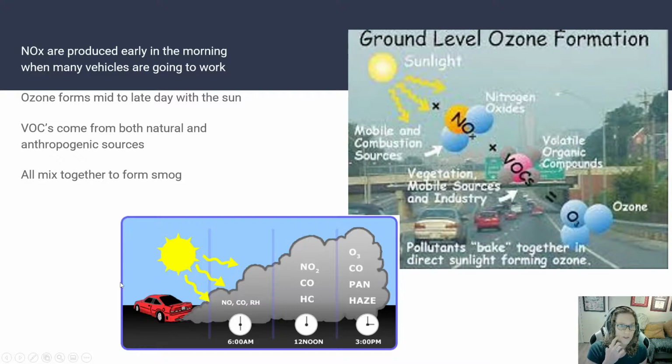Okay, so photochemical smog actually relates to the time of day and people going to work and traffic. So LA has a lot of that too.